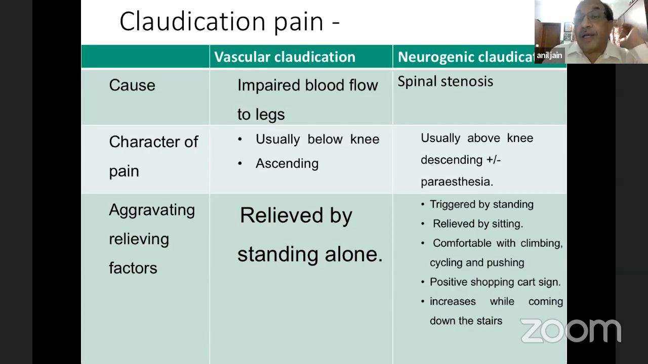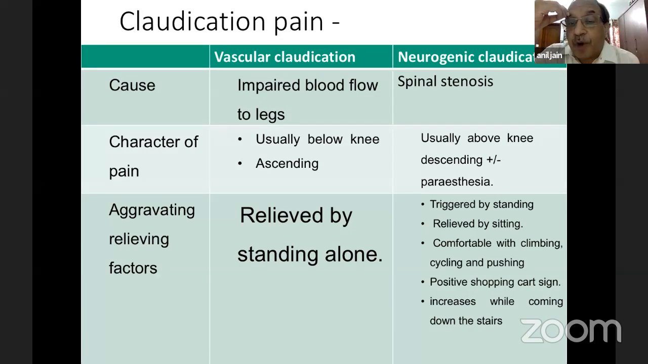While in neurogenic claudication, they don't get relieved by standing. They are triggered by standing, relieved by sitting, and comfortable climbing, while the pain increases when coming down the stairs. Because in all those conditions where the lumbar spine is hyperextended, the pain increases, since in hyperextension there is a gradual, slight narrowing of the spinal canal because of infolding of the ligamentum flavum.